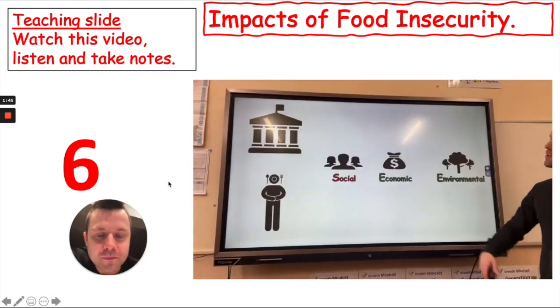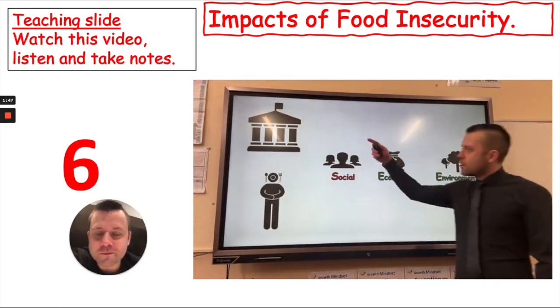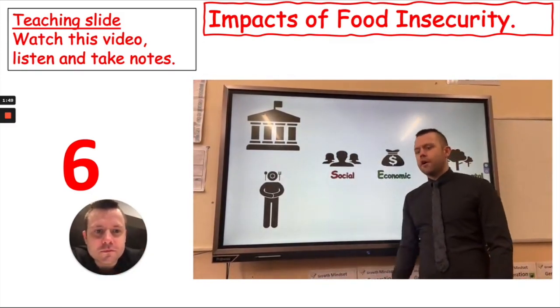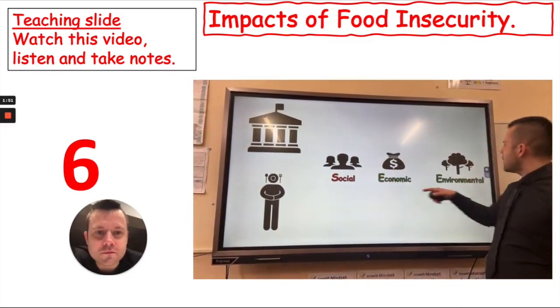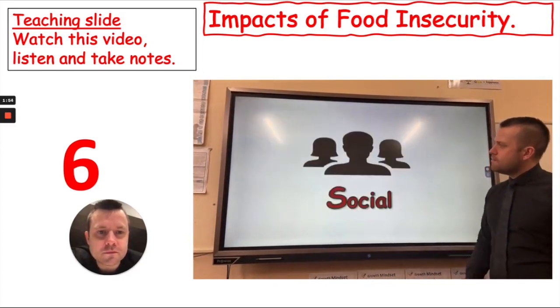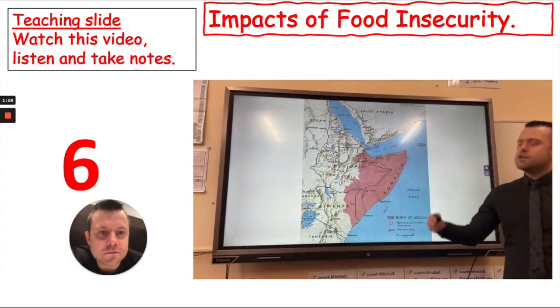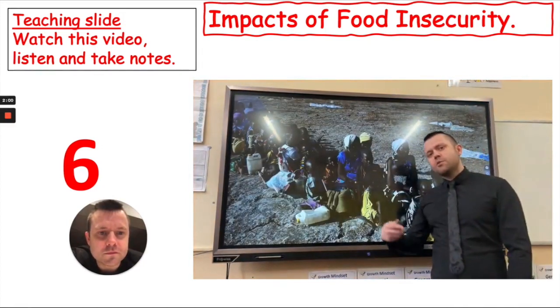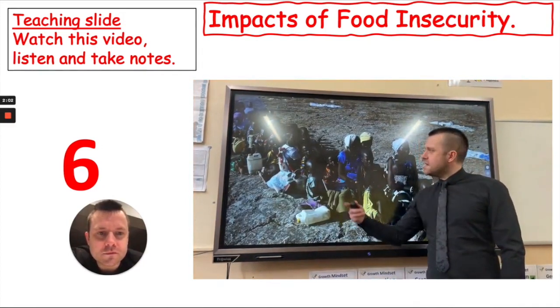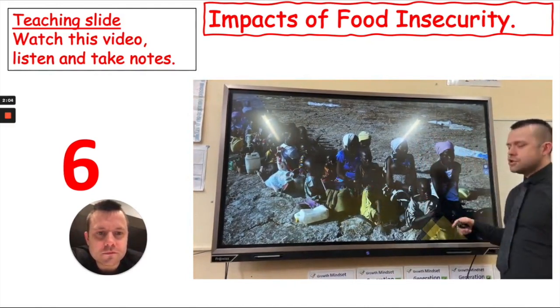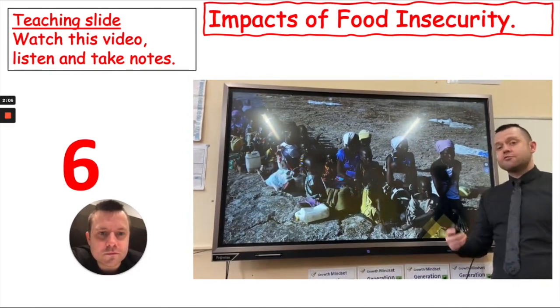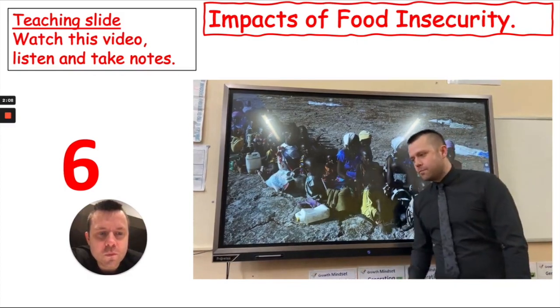Impacts of food insecurity. Food insecurity is when a government or an individual cannot provide enough food, and this creates social, economic and environmental impacts. Social impacts can be seen in Somalia between the years 2010 and 2012, when famines were widespread across the country. This led to people waiting in huge lines in the hope that NGOs such as the Red Cross would provide them with a food parcel.